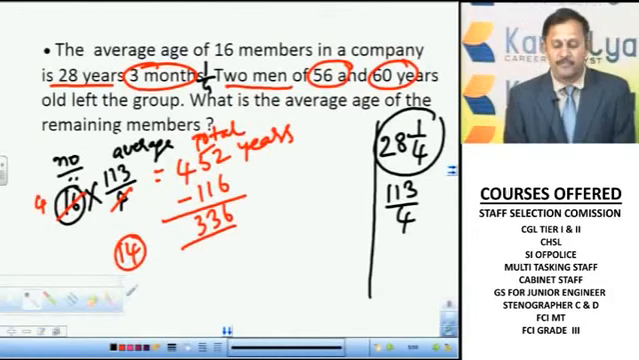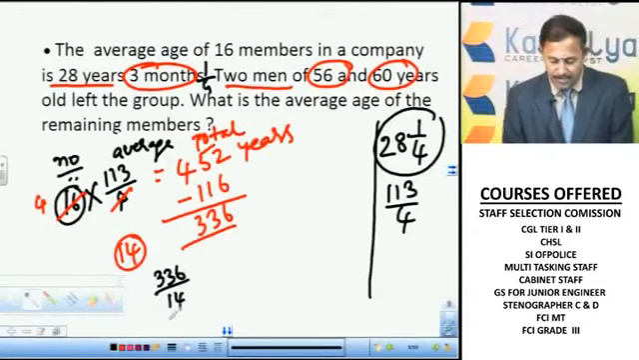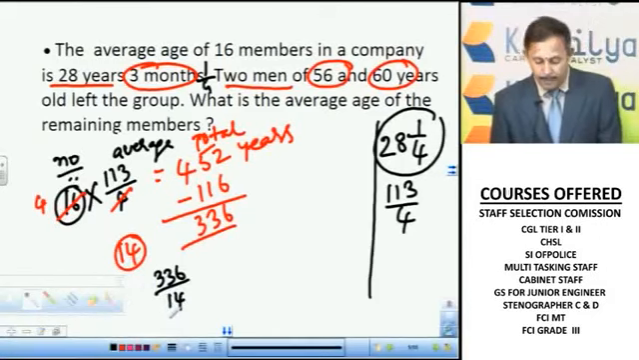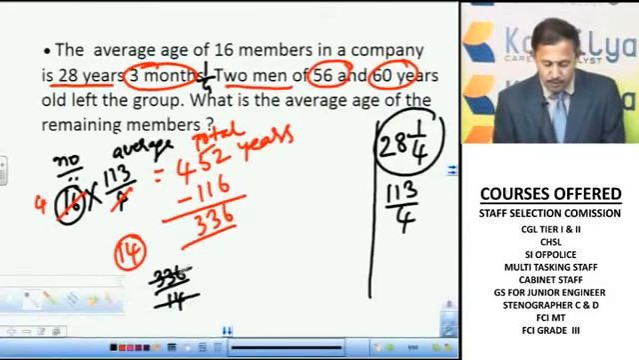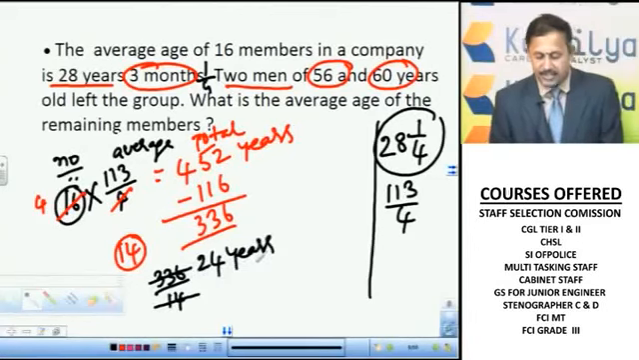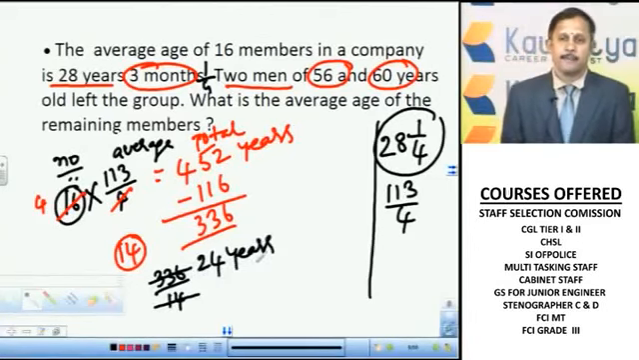Then what is the formula for average? Total by number of candidates, and after suitable calculation we can get 24 years, that is the average age of the remaining members in the group, right?